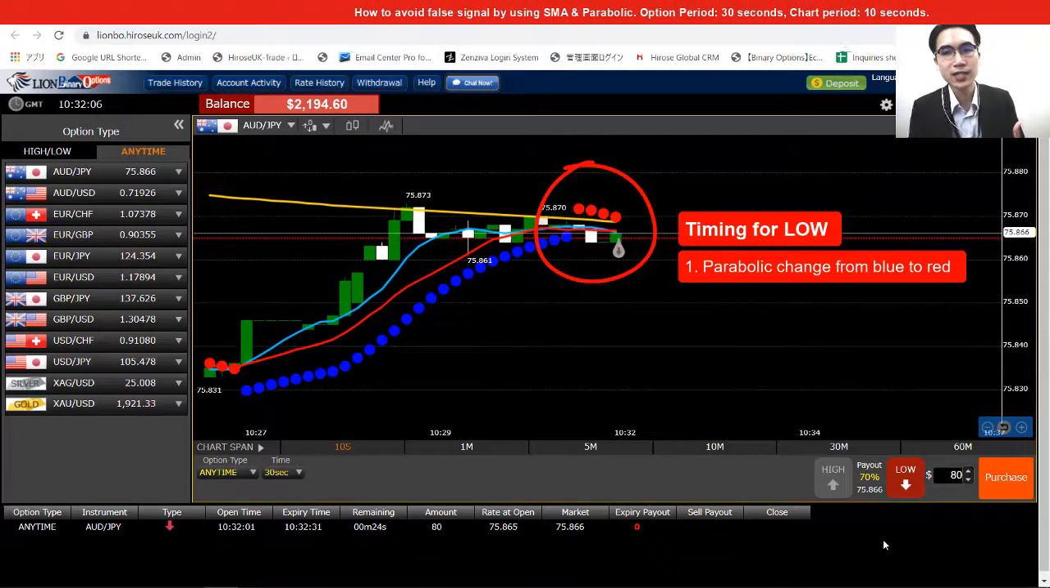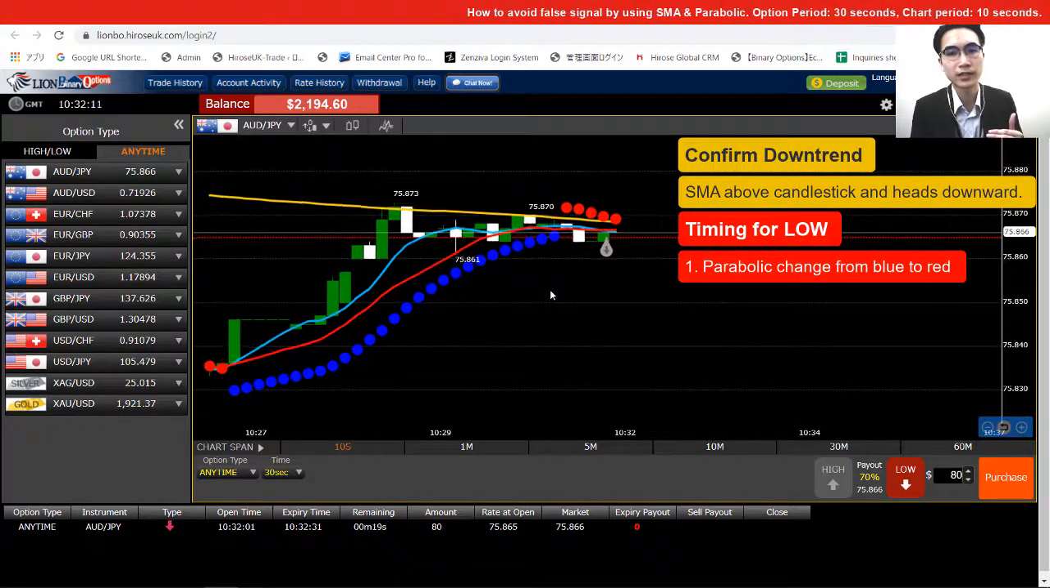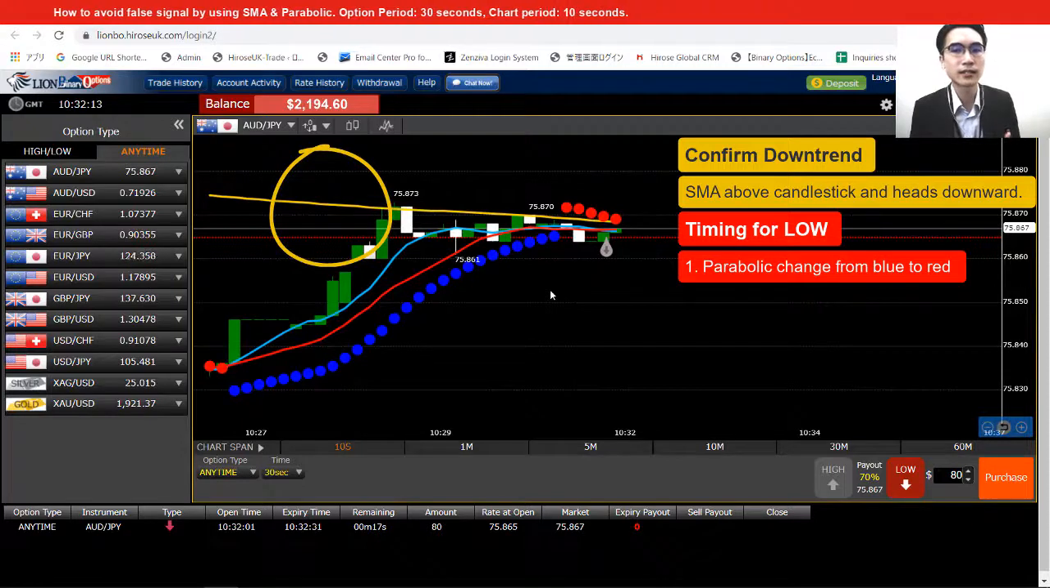First, again, this strategy is a trend following strategy. So first I need to identify that the market is in a downtrend by looking at the yellow simple moving average.